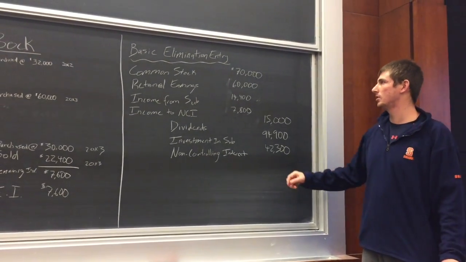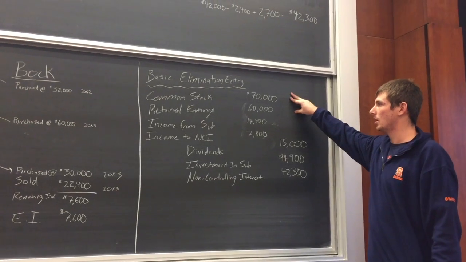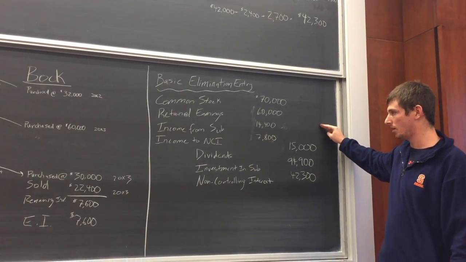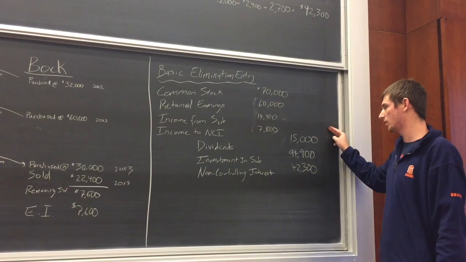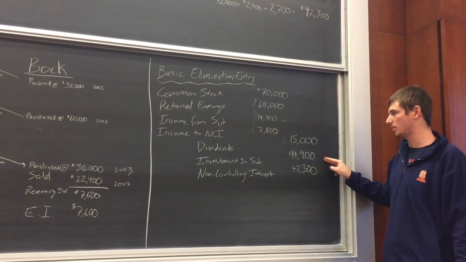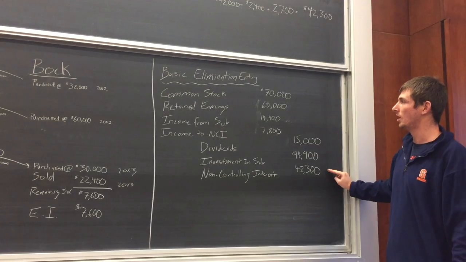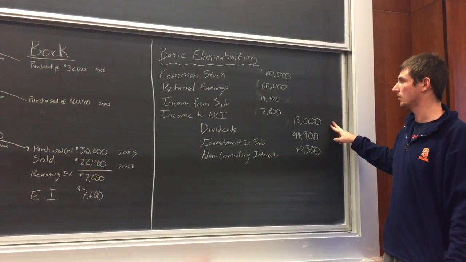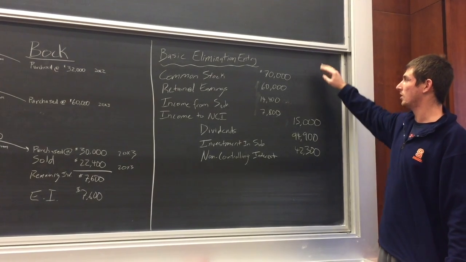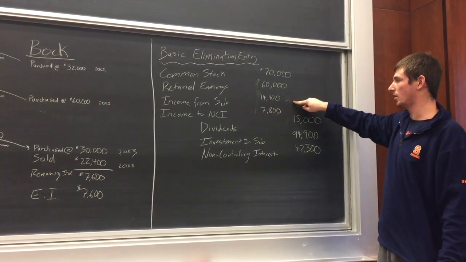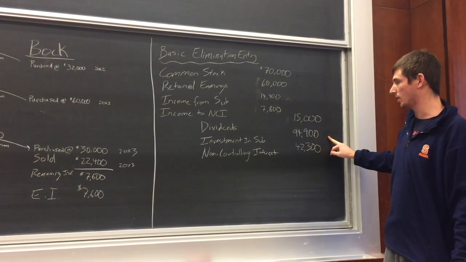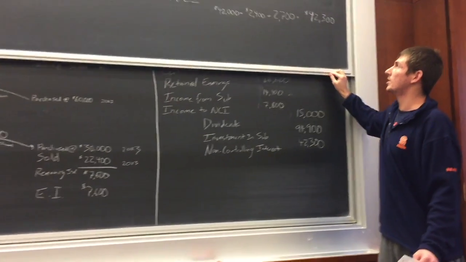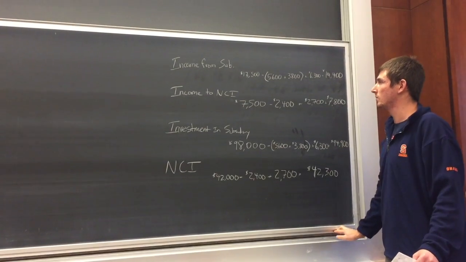Okay, so this is the basic elimination entry. We debited common stock, retained earnings, income from subsidiary, income to NCI, and credited dividends, investment in subsidiary, and non-controlling interest. The common stock, retained earnings, and dividends were all given to us in the problem. The income from subsidiary, income to NCI, investment in subsidiary, and non-controlling interest were all calculated. We used these calculations to get those.